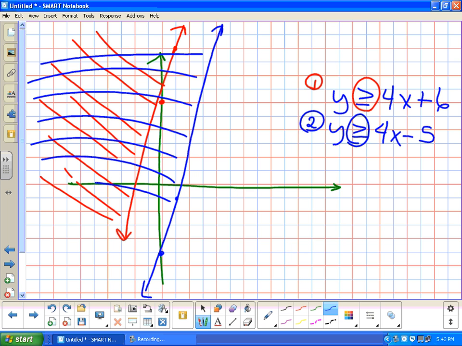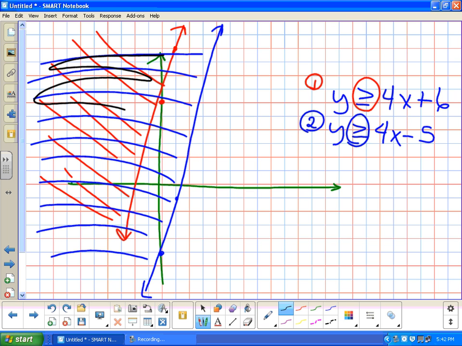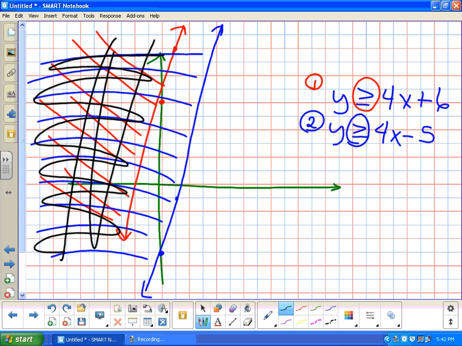So here we see our third example for parallel lines. And in this case, our solution set is everything above the first line that I graphed. So it's everything in the region y is greater than or equal to 4x plus 6.